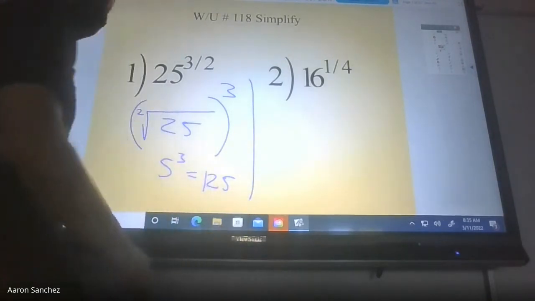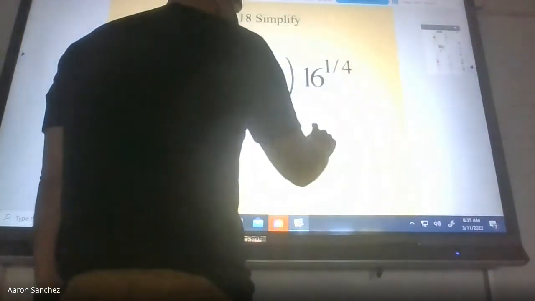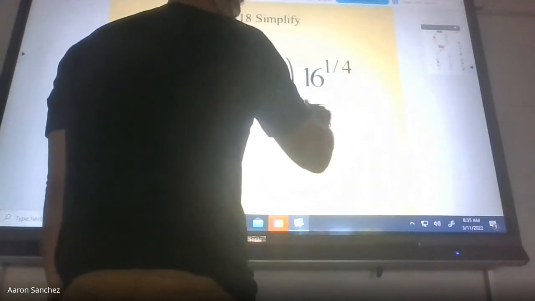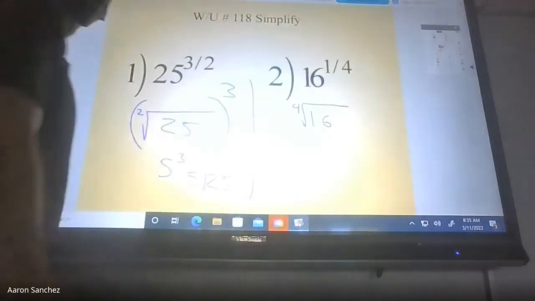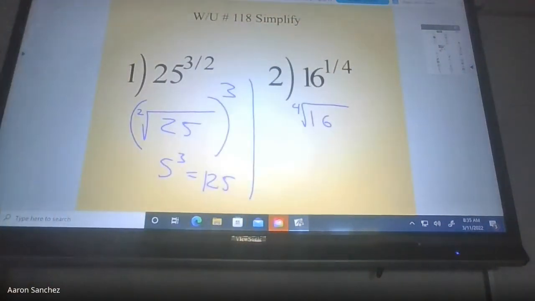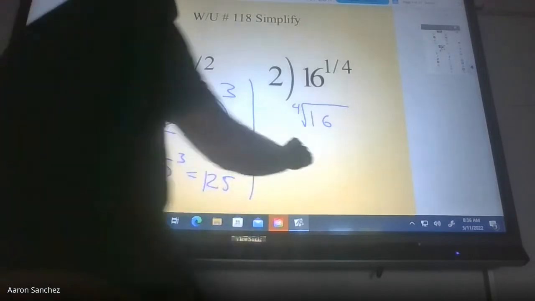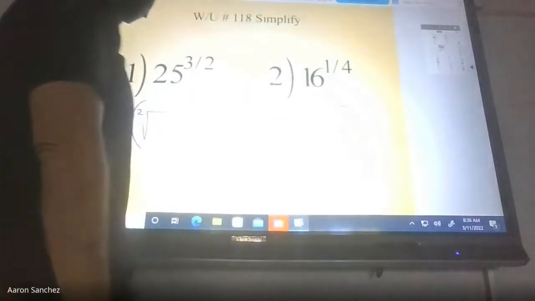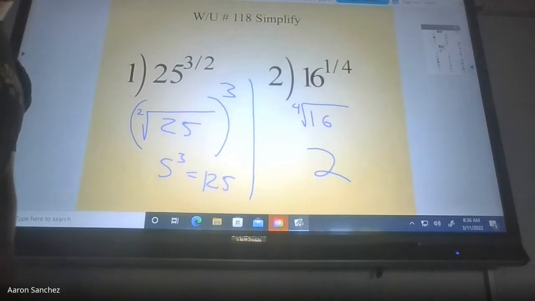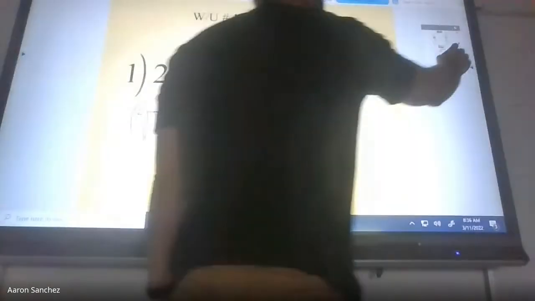And then 16 to the 1/4 is 16 to the root 4, which is? Tell your group what the answer is. What is it? So I know that you're engaged. Andrew, what is it? 2, very good. So 2, because 2 times 2 times 2 times 2 is 16. And that's all you got to do. Okay.